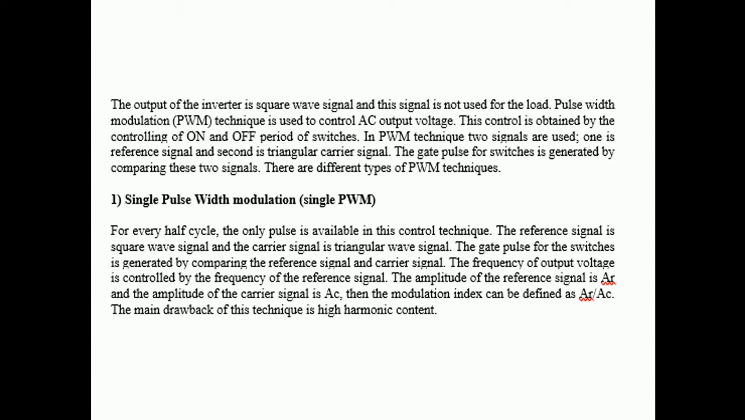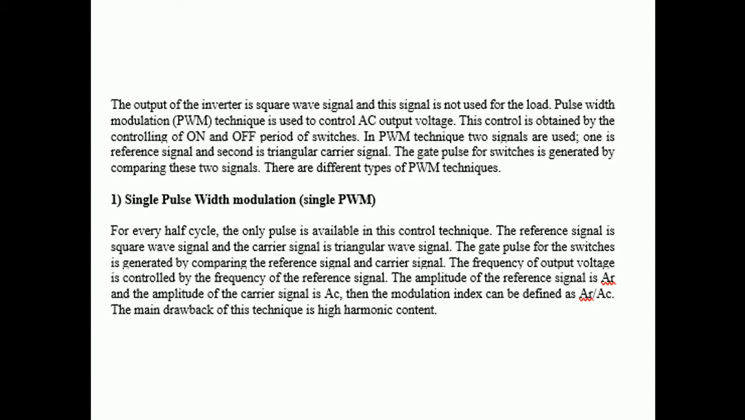In PWM technique, two signals are used. One is the reference signal, and the second is the triangular carrier signal. So here in the inverters, we have two types of signals: the reference signal and the carrier one. The gate pulse for the switches is generated by comparing these two signals. These are different types of PWM techniques.